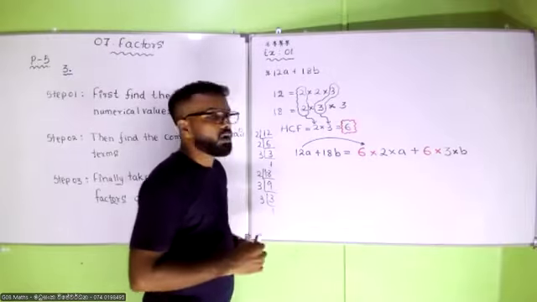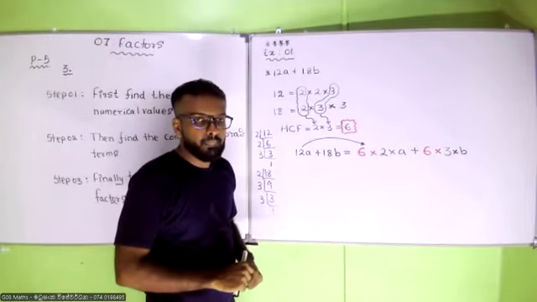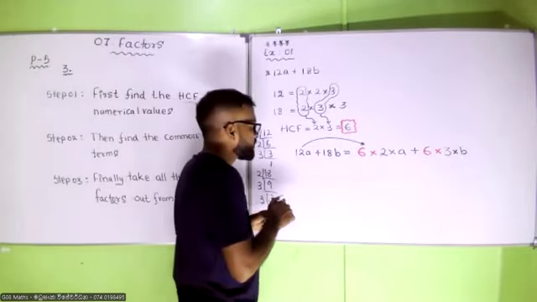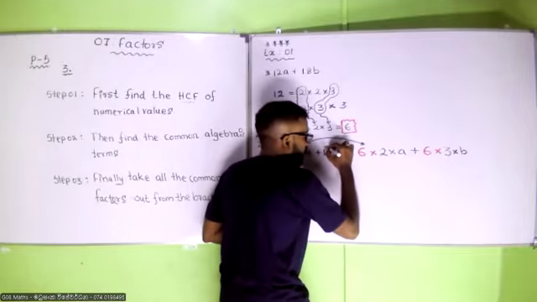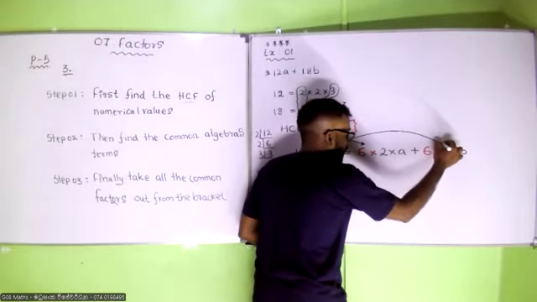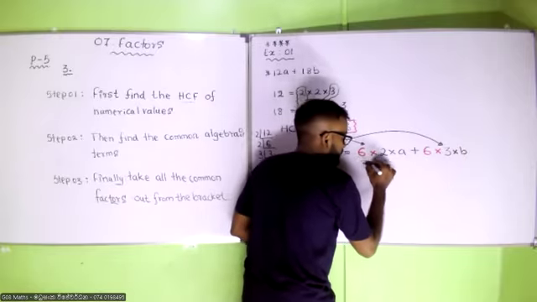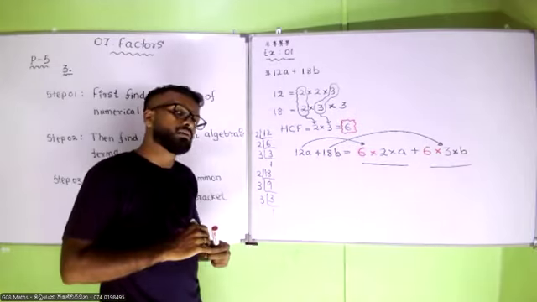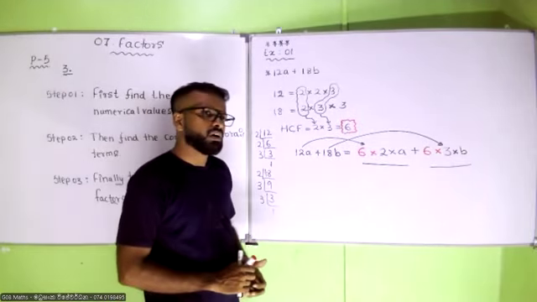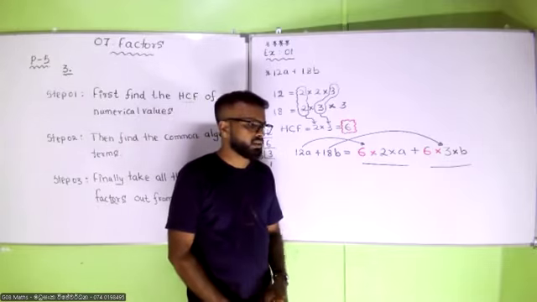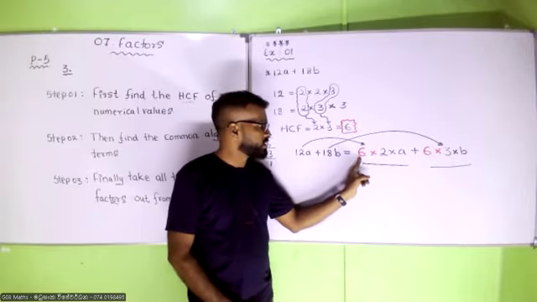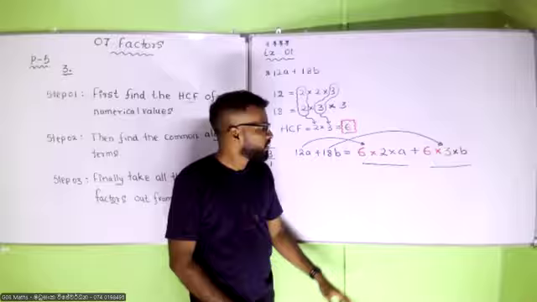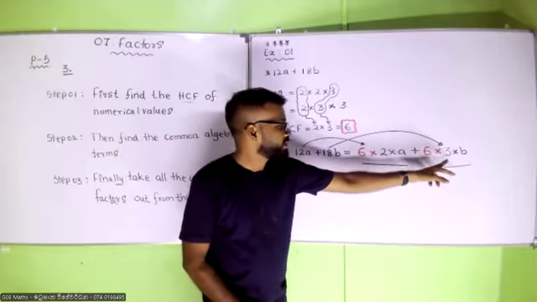Right, so now can anyone tell me what the common numbers are for this one and for this one? Common numbers or common algebraic terms? Only 6. Here the common number is 6, and here the common number is 6. For both of them, the common number is 6. But here you have 2, and 2 is not the common number.